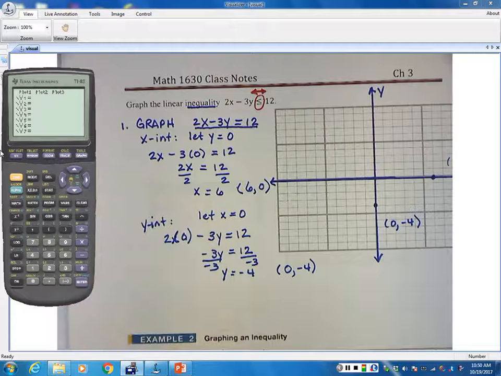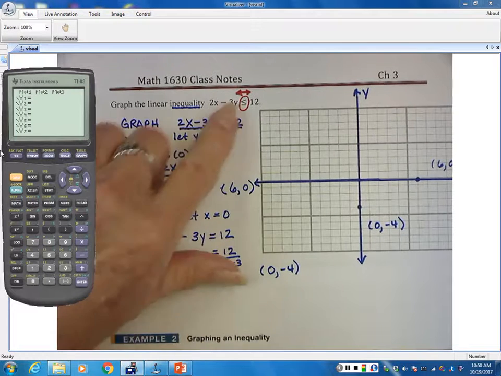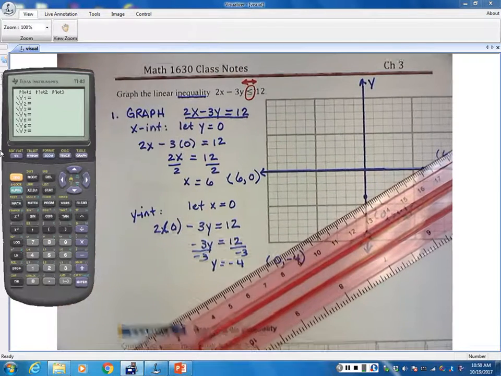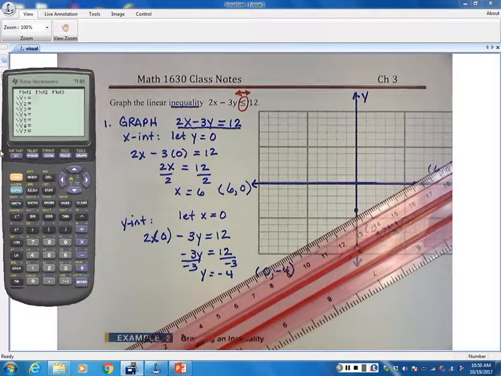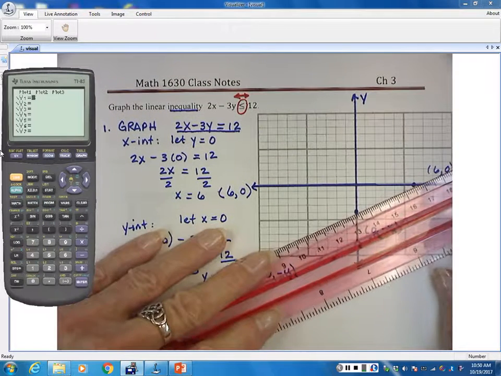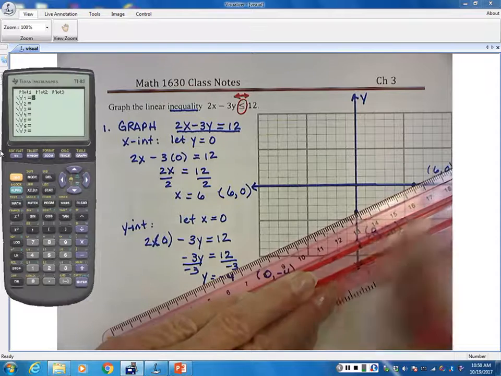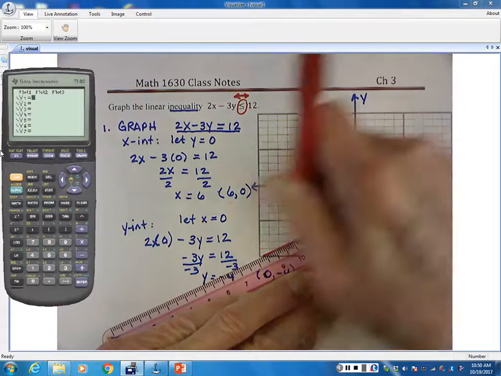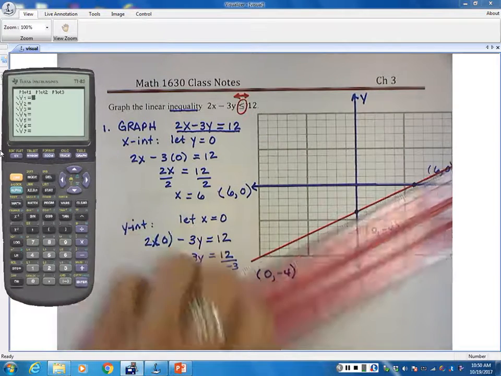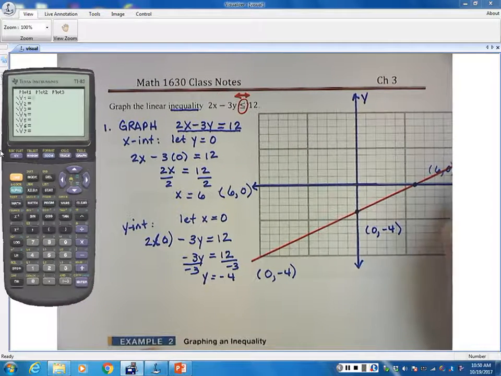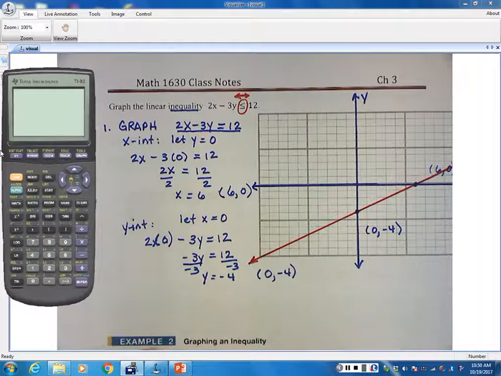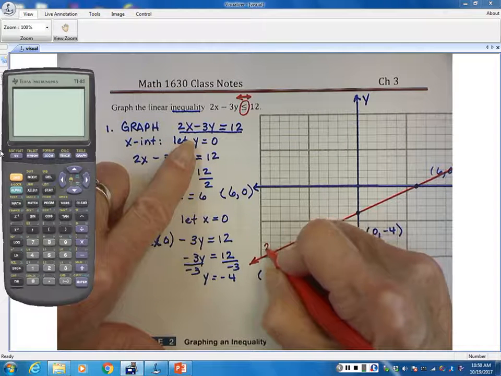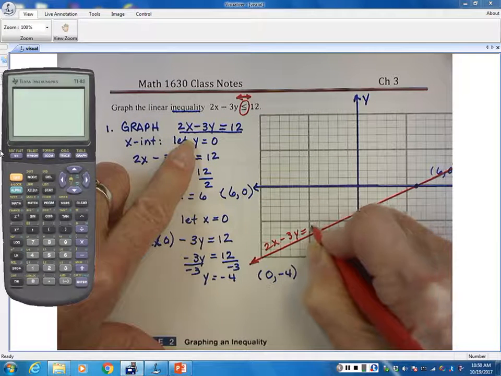And we're going to see something a little different when we do the next one. But because this one says equal to or less than, I'm going to graph a solid line. So you graph your line. And you label the equation of the line, and that's 2x minus 3y equals 12.